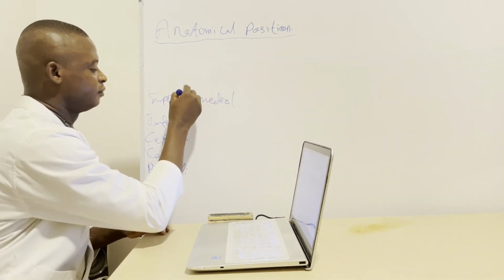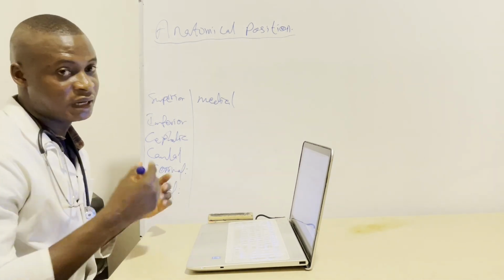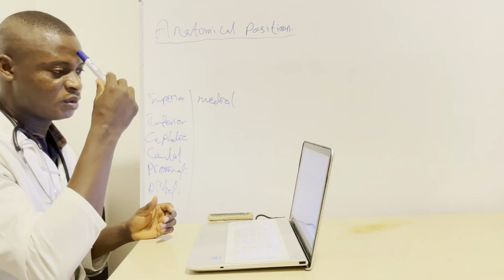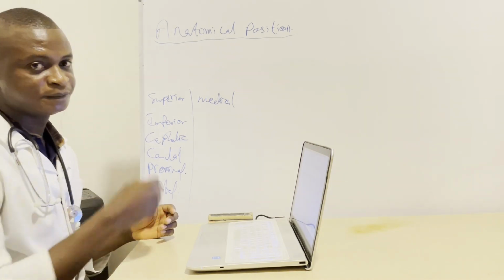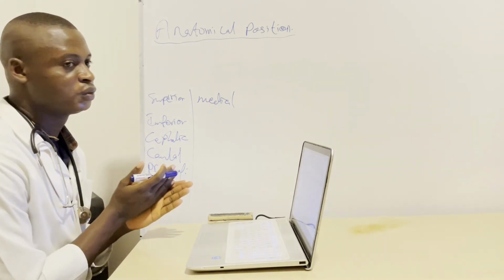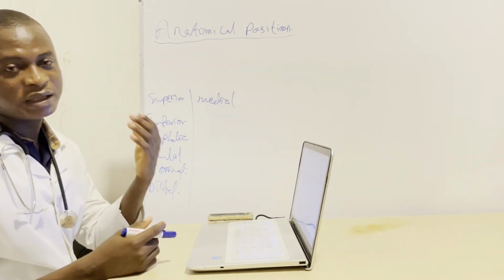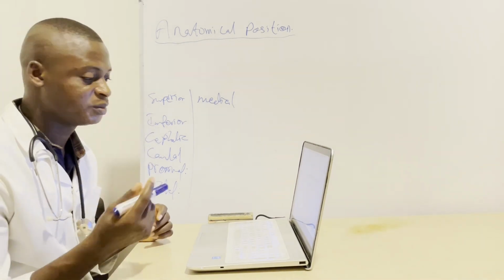Medial simply means the midline, okay? Anything towards the midline of the human body. So the midline, talk of dividing the human body into two. Any structure that is closer to the midline is termed as being medial, or any structure that is just in the middle of the human body is termed as medial.